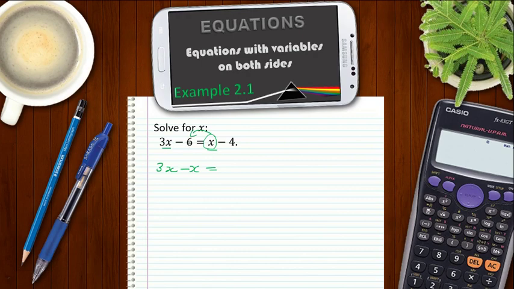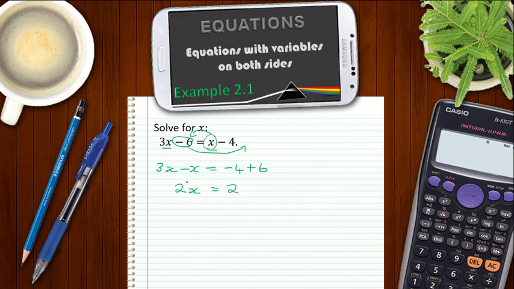And my constants, I want on the right hand side. So that one comes over here. So I've got minus 4 already. But then when I take my minus 6 to this side, it becomes plus 6. Okay, now that we have all our x's on this side and all our constants on this side, we add our like terms. So 3 minus 1 gives me 2x. And then minus 4 plus 6 gives me plus 2.